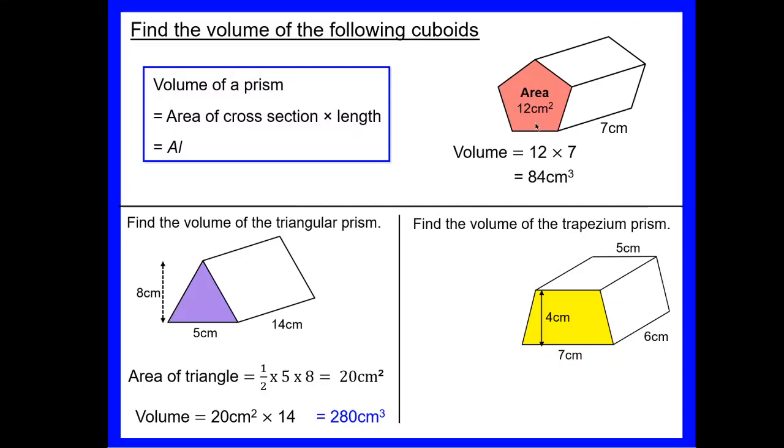So if we're told the area, multiply it by its length. If we're not told the area, we find the area first using the appropriate formula and then multiply by the length. Let's try this one then.